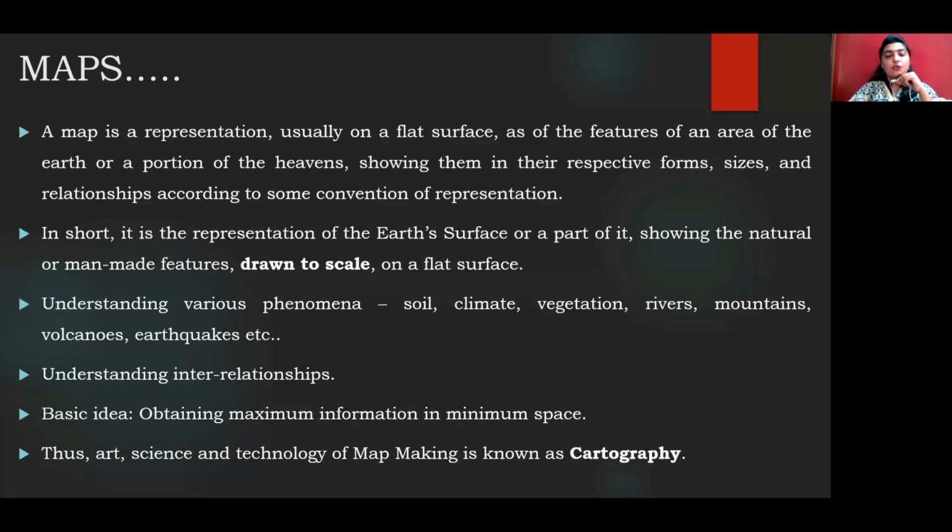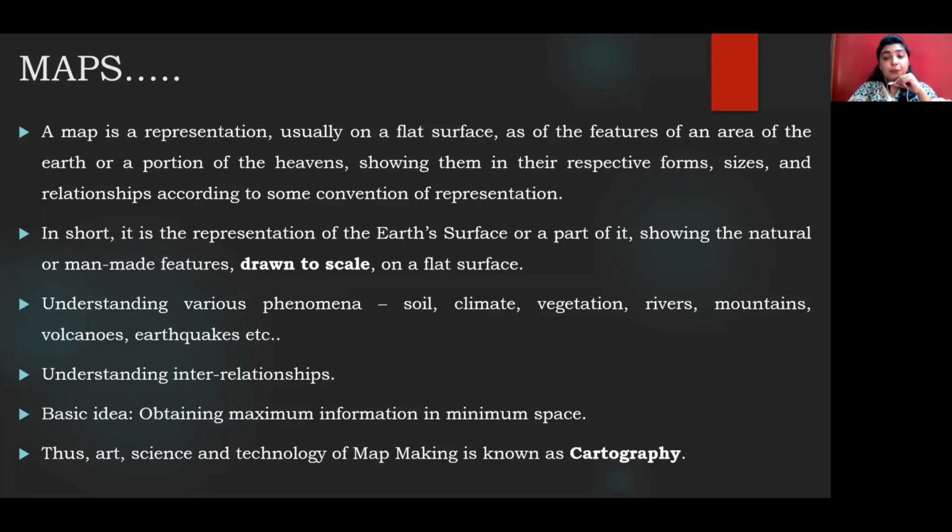So, bringing us to the first topic of today, which is maps. We all know a map is nothing but a representation, usually on a flat surface, of the features of an area of the earth or a portion of the heavens. To put it in simpler words, it is a representation of the earth's surface on a 2D paper, which is generally a flat surface.